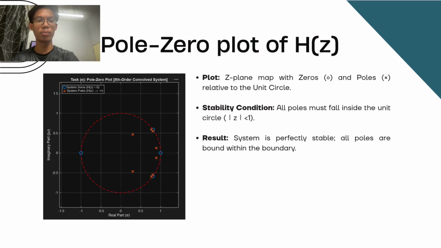This slide is showing the pole-zero plot of H(z). As you can see on the graph, the blue circles are the zeros, the orange crosses are the poles, and the red dashed circle is the unit circle. The condition for a discrete-time system to be stable is that all poles must be inside the unit circle, where |z| is less than 1. Since all the poles are inside the unit circle in this plot, we can conclude that the system is stable.